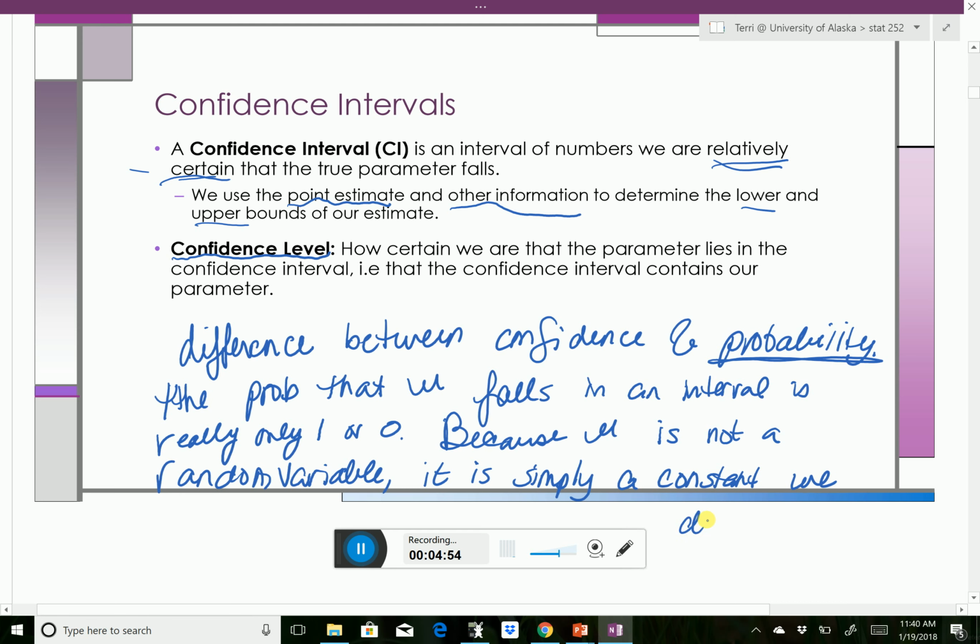So think about it. What is the probability that 2 lies between 1 and 3? 1, right? What is the probability that 2 lies between 3 and 5? 0. So that's essentially the same thing as saying the probability that mu falls between two numbers. It's either 0 or 1. So that's why we use the word confidence instead of probability. You'll see that illustrated a little more in just a moment.